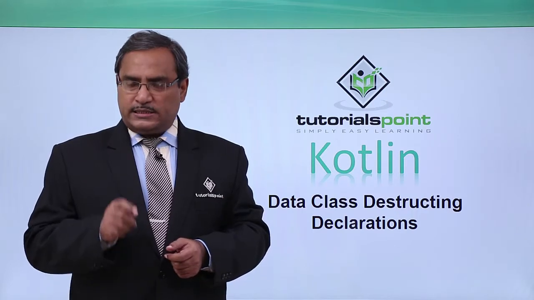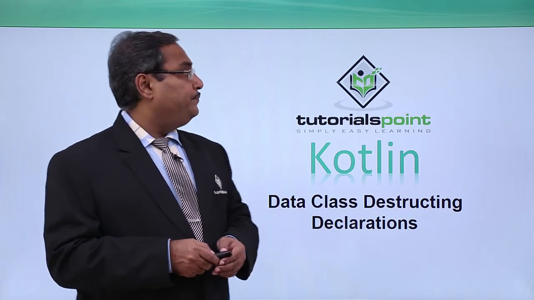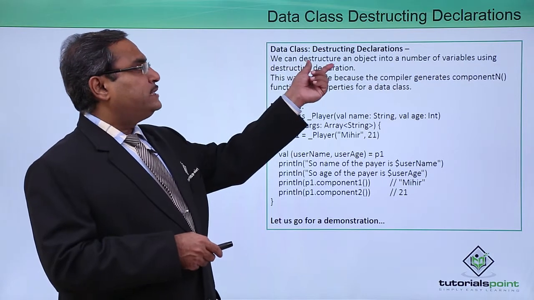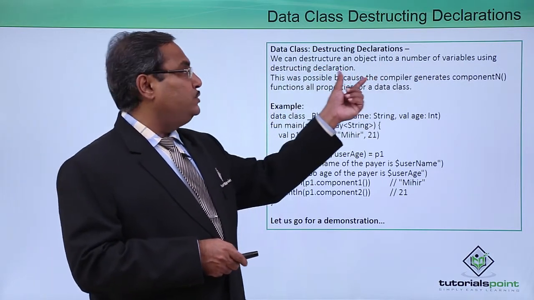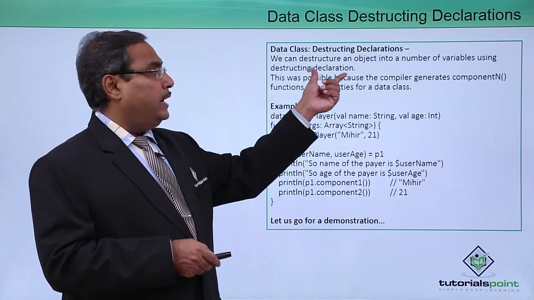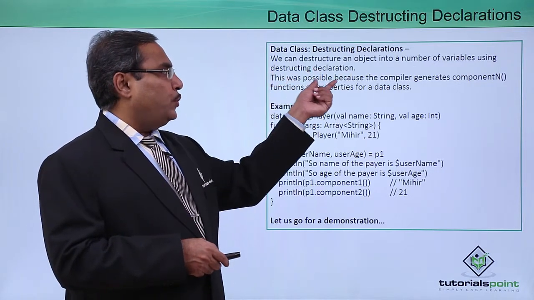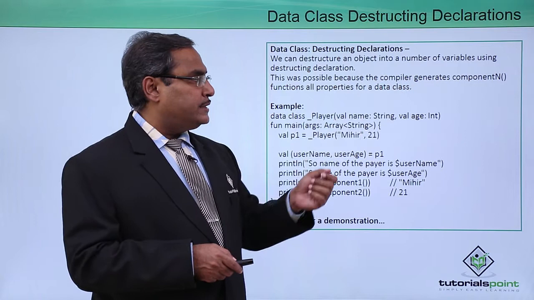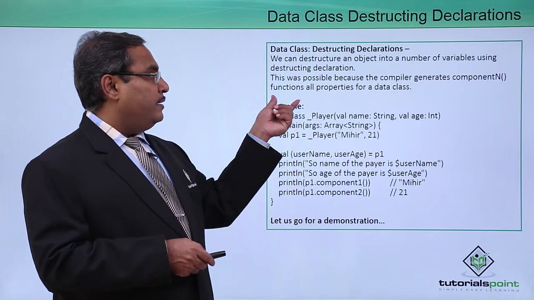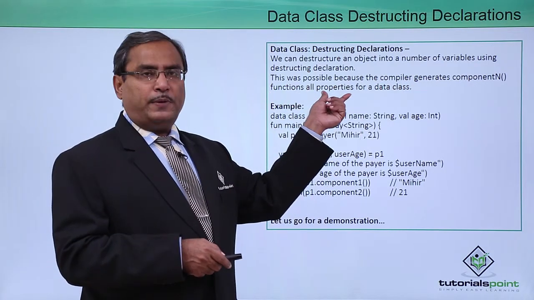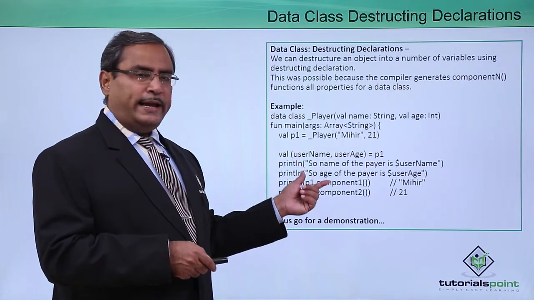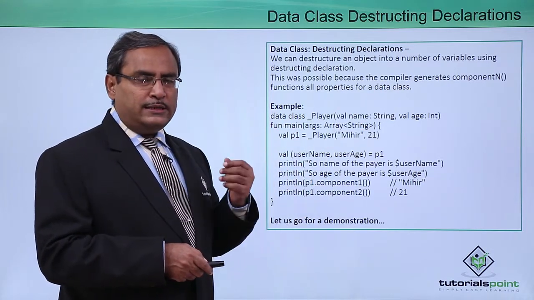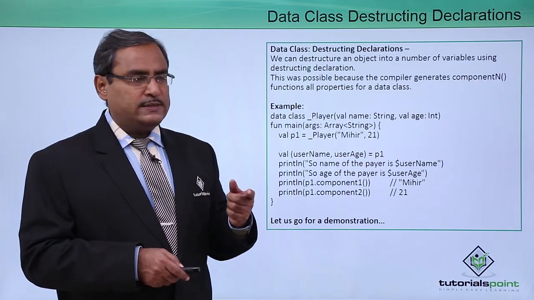Data class destructuring declarations. We can destructure an object into a number of variables using a destructuring declaration. This was possible because the compiler generates componentN functions for all the properties of a data class. So let us go for one example to show you the topic we are going to discuss.